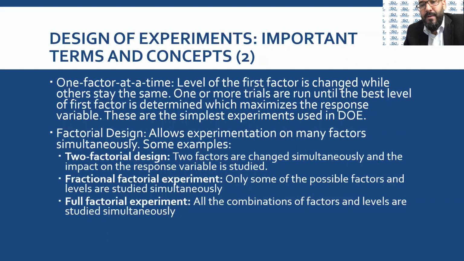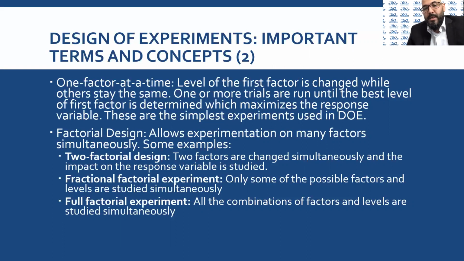So you run the first, the second, or more as you need until you determine the best value for the first factor. Once you reach the best value, which maximizes the response variable and gives you the highest quality of the output, then you try the other factors. And this is the simplest experiment in design of experiment, the DOE.